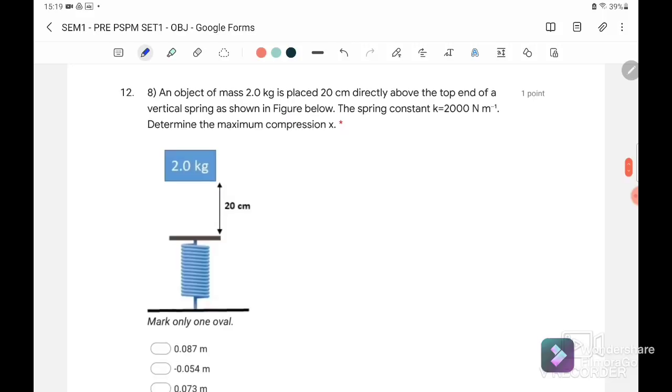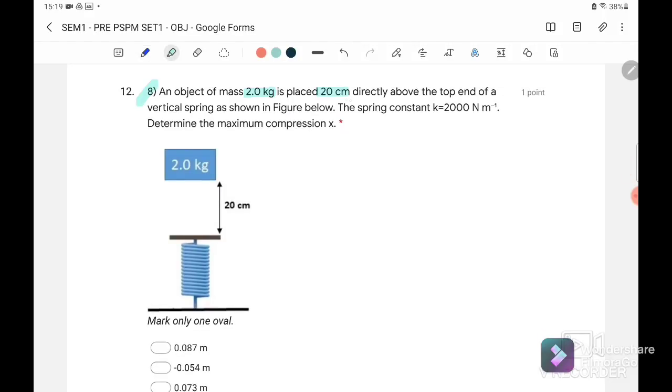Next question number 8. An object of mass 2 kg is placed 20 cm directly above the top end of a vertical spring. The spring constant k is 2000. Determine the maximum compression x.